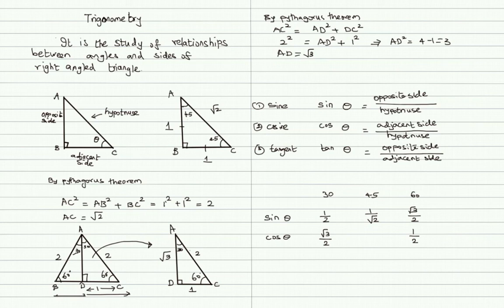To find the value of cos 45 in triangle ABC, the adjacent side for 45 degree is 1 and the hypotenuse is root 2. Hence the value of cos 45 is adjacent side 1 by root 2. So these are all the sin theta and cos theta values for some of the common angles 30, 45 and 60 from these basic two triangles.